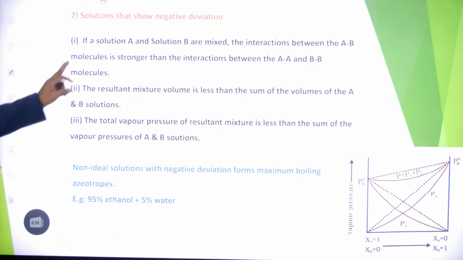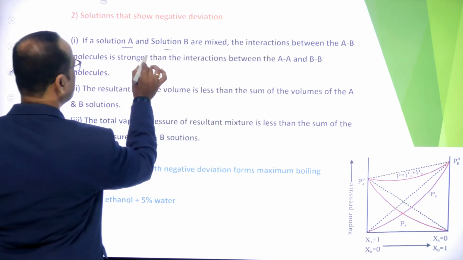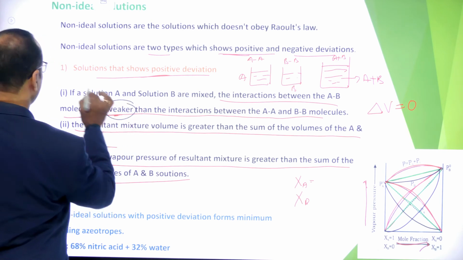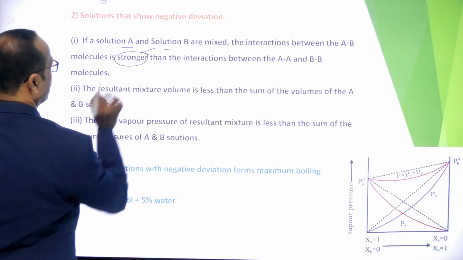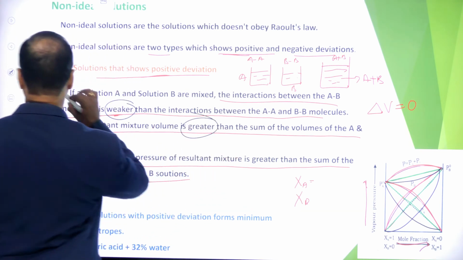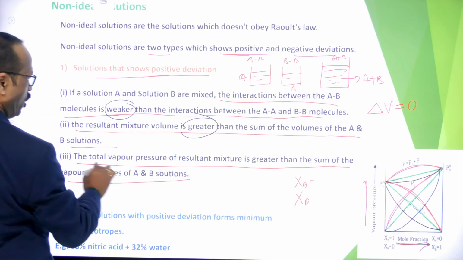So here you see shallow, this one you see. In the A and B solution mixed, the interaction here is stronger. In the previous slide, what have you seen here? Weaker. But here you can see stronger. Now the next term: here you can see greater, and here you can see less than. Exactly opposite, students.